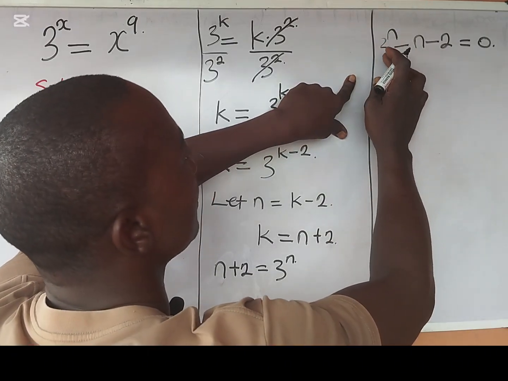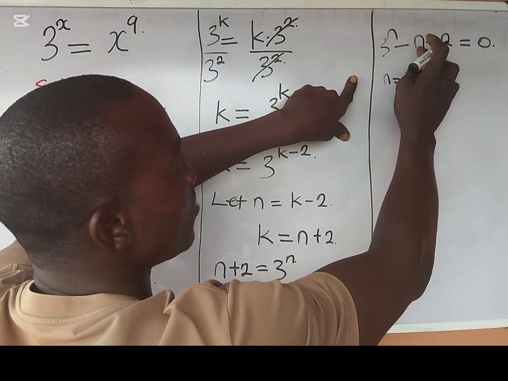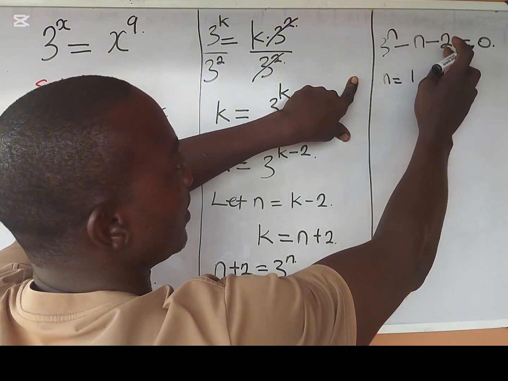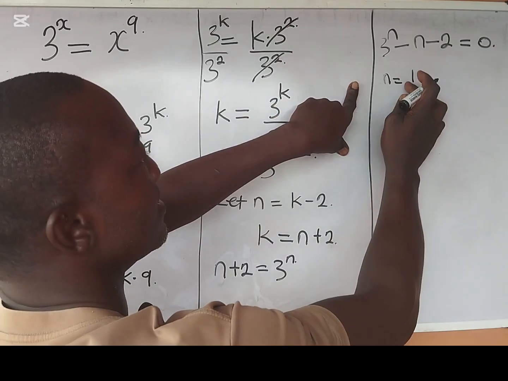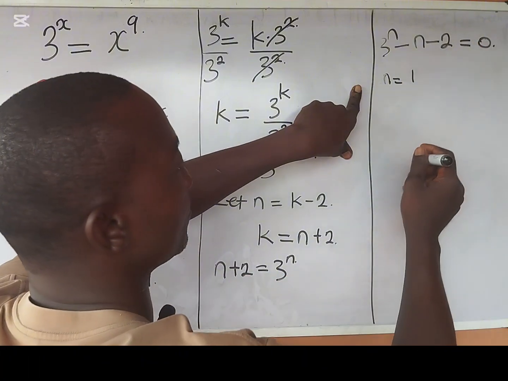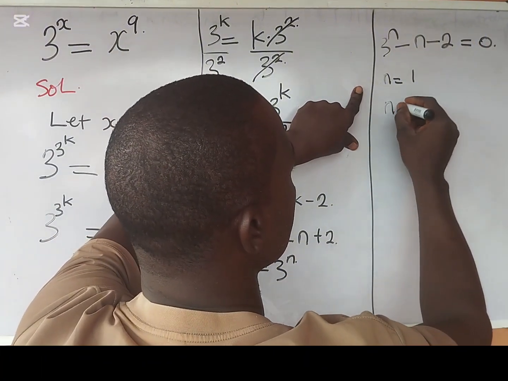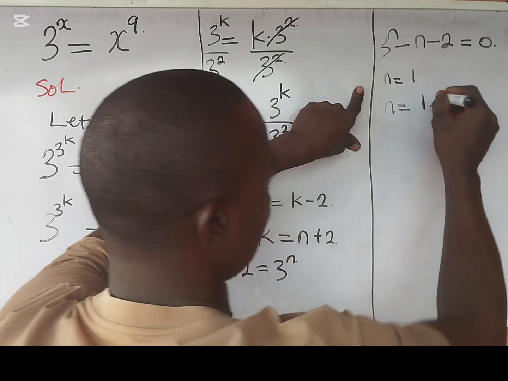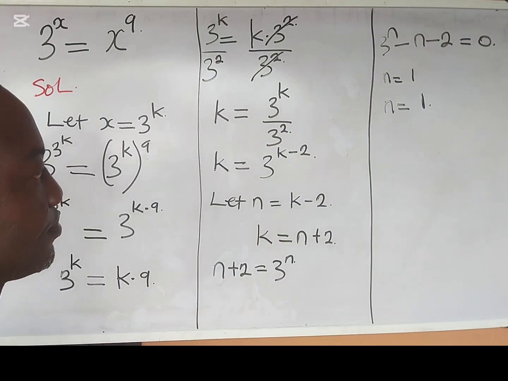Then it means 3 raised to the power of n will be 3. Then in this place, we are going to have 1, and here we'll be having 2. So in a nutshell, when n is replaced into this equation, the whole of this side will be equal to 0. For that reason, we know that n is equal to 1. That is the value of n from inspection.